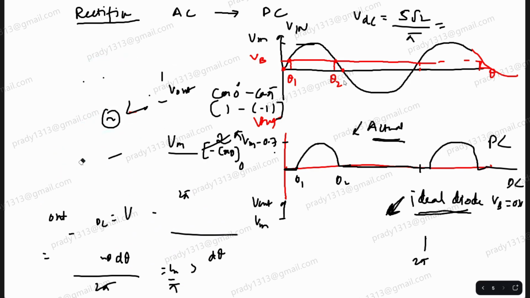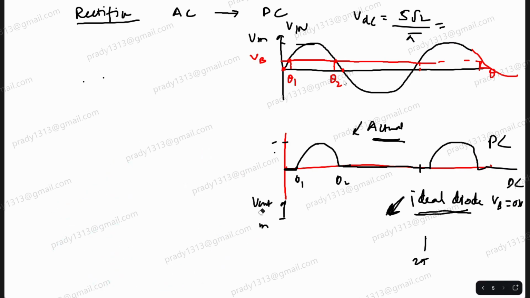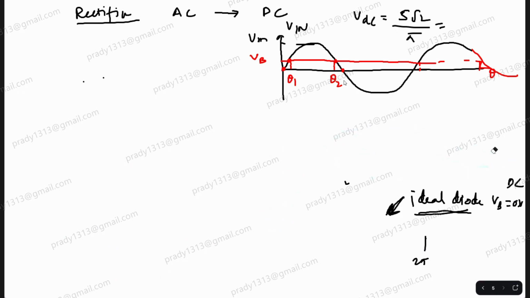This is a half wave rectifier. Why is it called a half wave rectifier? It is converting only one half of the full cycle of AC into DC. So a circuit with a single diode is called a half wave rectifier. Now I will only discuss the ideal diode case. You already know what will happen.